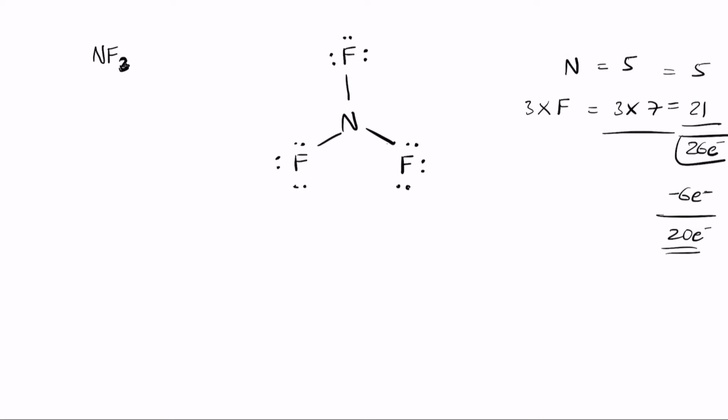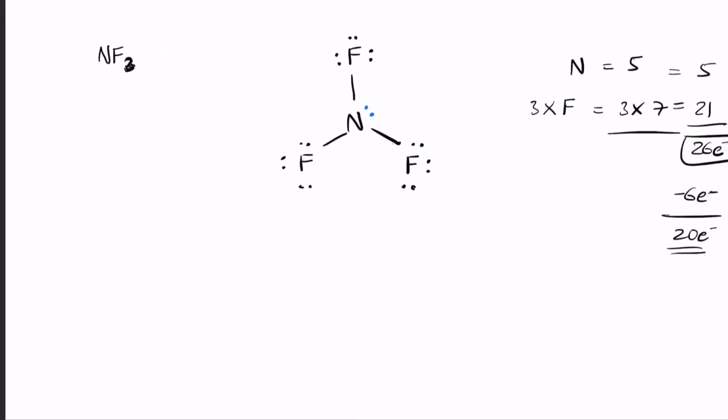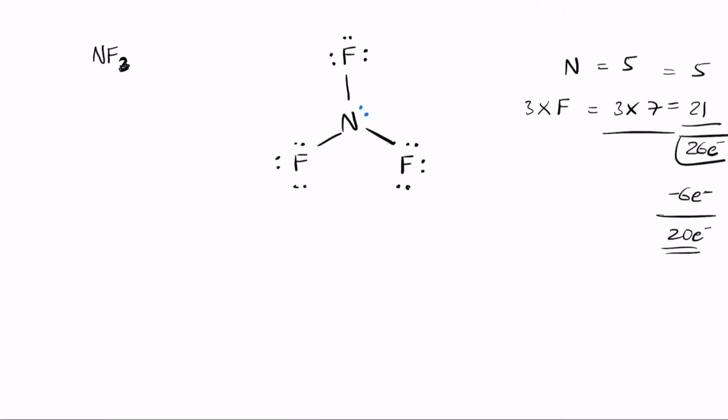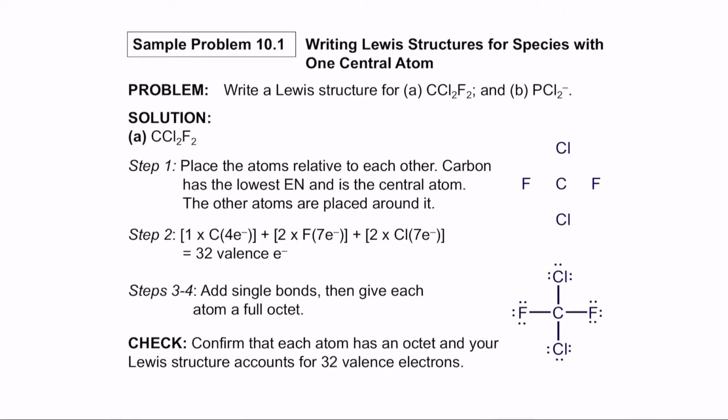Now go to the inner part. Nitrogen has 1 electron pair, because it already had 6 electrons from the bonds and just needed 2 electrons to become an octet. So this is the Lewis structure for nitrogen trifluoride. Use the same principle now and try CCl2F2 and PCl2 minus. I'm not going to do CCl2F2, you can try that on your own.